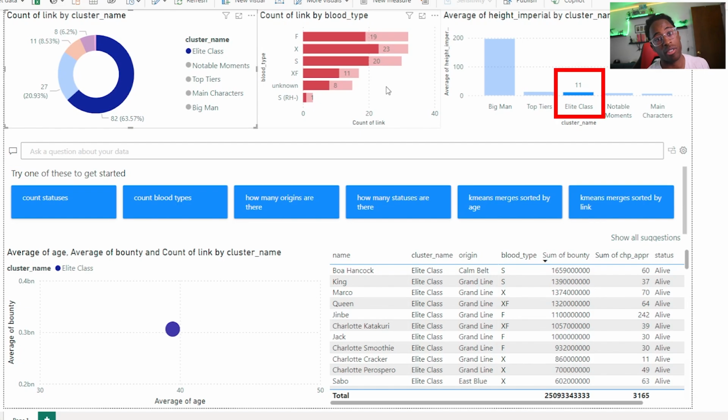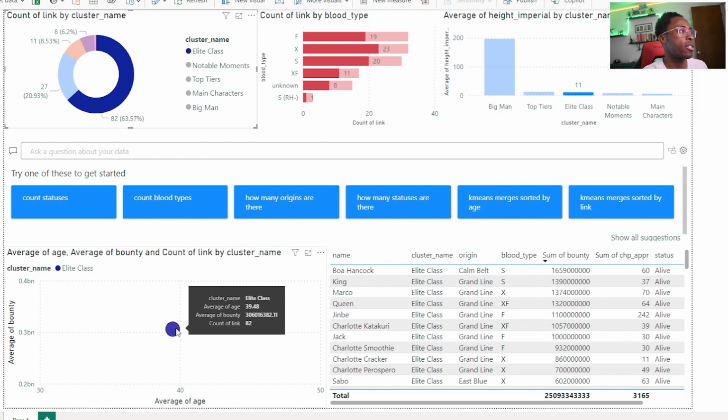The average height of the characters in the elite class is 11 feet. One Piece characters, by nature, just have absurd heights. Average age, a little bit less than 40, so 39 years. And the average bounty, 306,000. And there's 82 characters, so would I classify 82 characters in the elite class? That's debatable, depending on how you want to look at power scaling. Keep in mind we are only looking at pirates, so this doesn't include any marines, so no vice admirals and such, only characters with bounties.